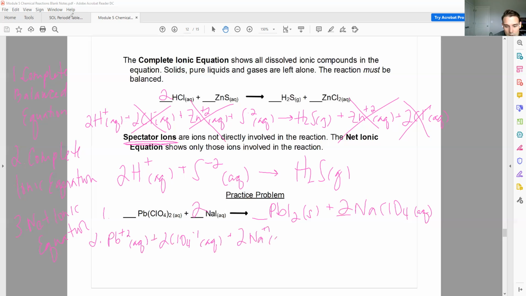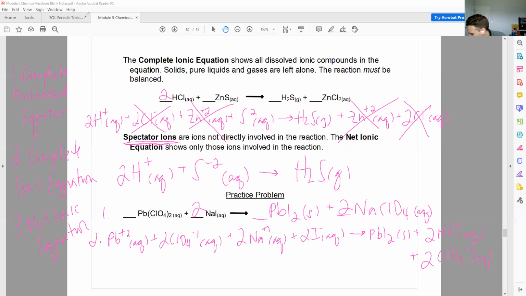Make sure you keep it all balanced. I'm going to leave the lead(II) iodide by itself as a solid. We've got 2 Na+ aqueous plus 2 ClO4- aqueous.